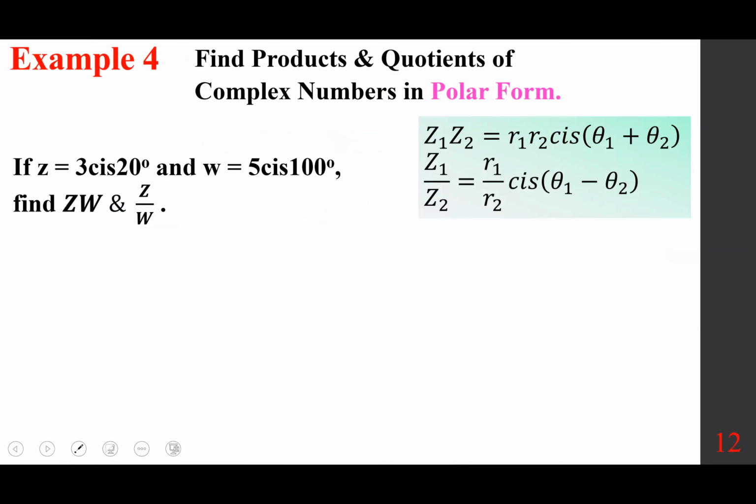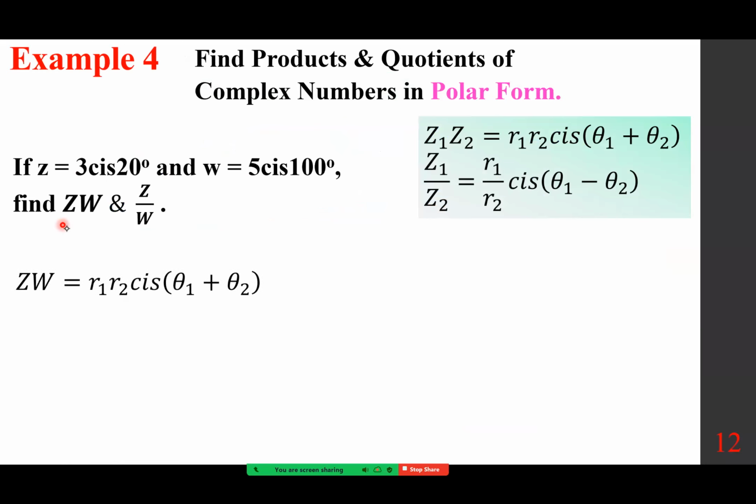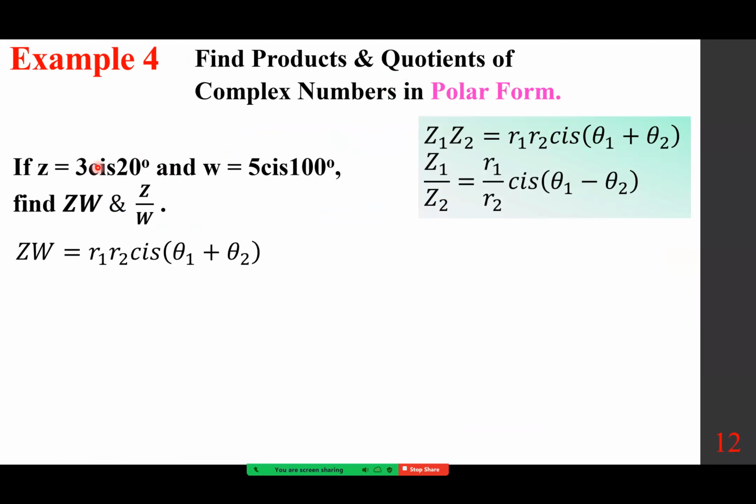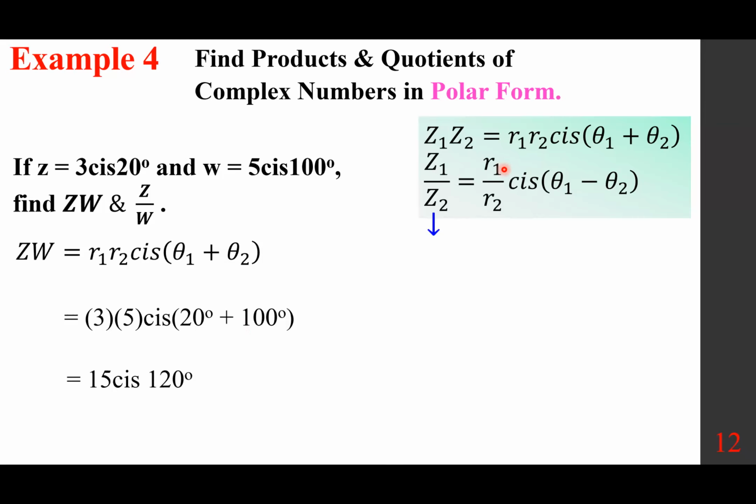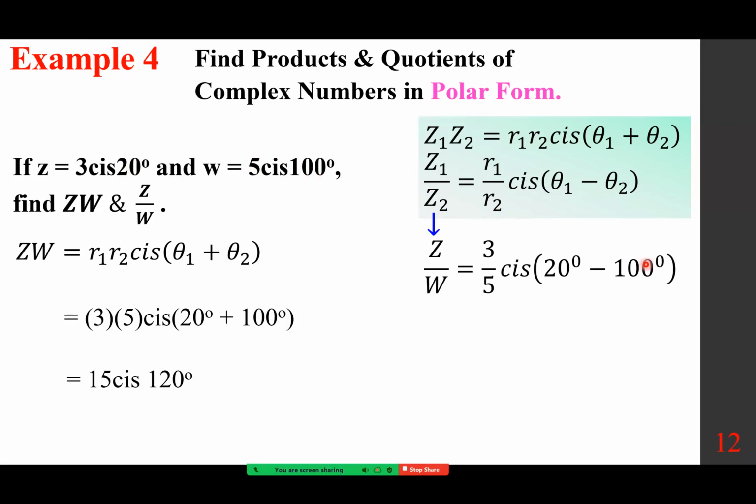All right. Now, z is given, w is given. We want to find the product using the formula: r1 r2 is 3 times 5, cis of 20 plus 100. So 15 cis 120. Now we're going to use the quotient formula, r1 over r2. That means 3 over 5 cis of theta 1 minus theta 2, which means 20 minus 100. So this makes it negative 80.